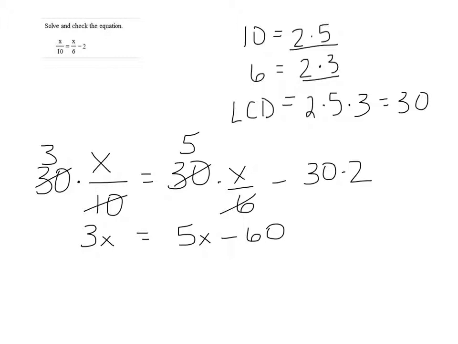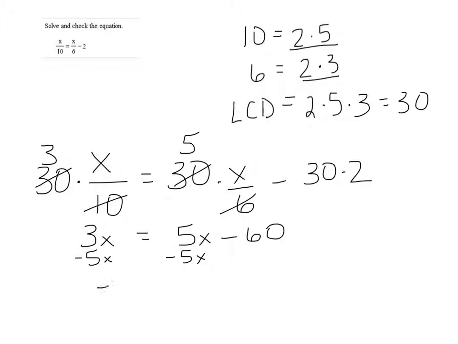And from here, it really doesn't matter. Do you want to move the 60 to the other side of the equation by adding it to both sides, or would you rather subtract 3x from both sides, or subtract 5x from both sides? I just want to get all of my x's together, and if I do this, I can get it done in 2 steps. So I'm going to subtract 5x from both sides. Again, you have options, so whichever way you like, use that option.